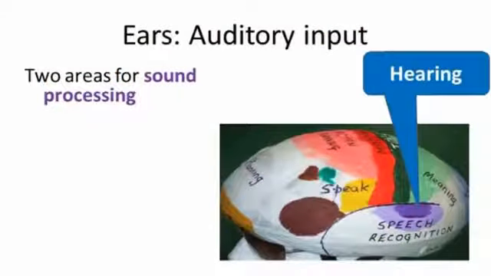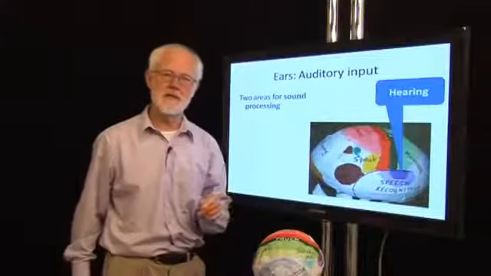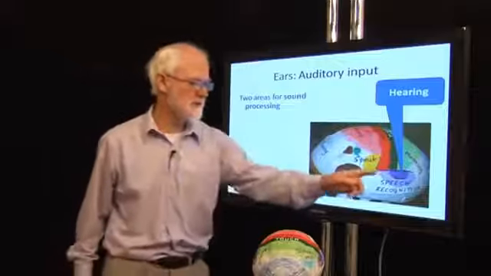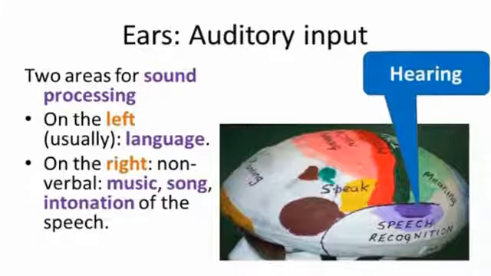Looking at the ears or the auditory system, we have two areas in the brain for processing sound. Most people process speech on the left, but there are other things happening on the right. Not only is the right-hand side used for music and song, but also for the intonation or rhythm in the voice. So the two sides of the brain are doing different jobs and working together.